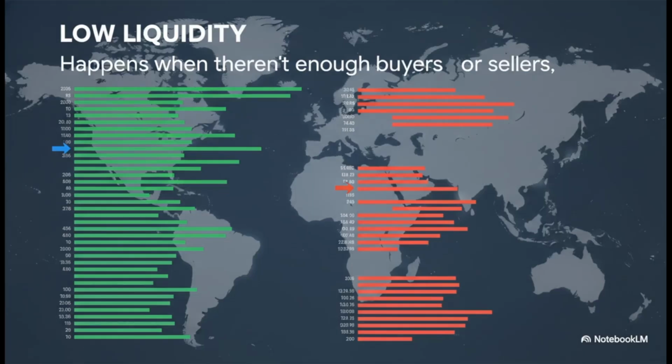Next up, we have low liquidity. This happens when there just aren't enough buyers or sellers at the price you want, so your order has to go find the next available price level to get filled. You see this a lot in, say, thinly traded markets like exotic currency pairs, or maybe just during off-peak trading hours when not many people are active.